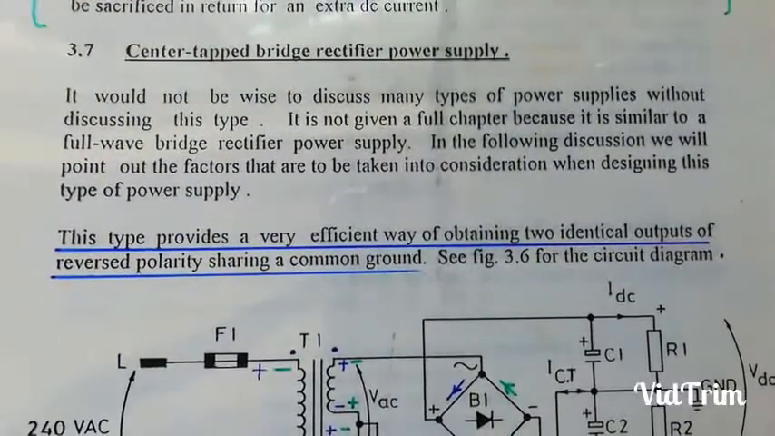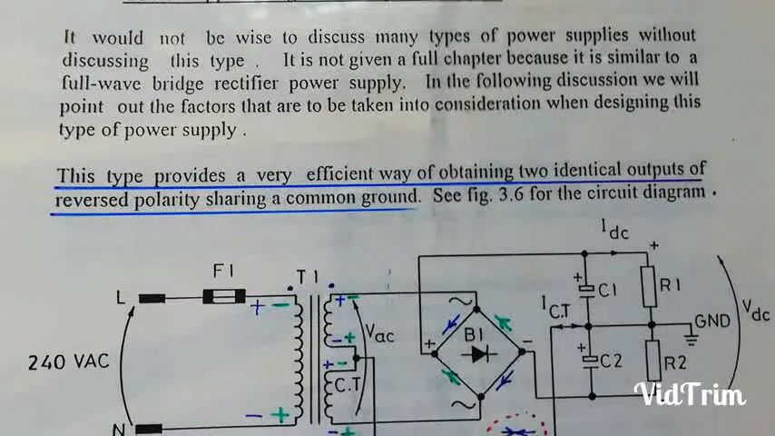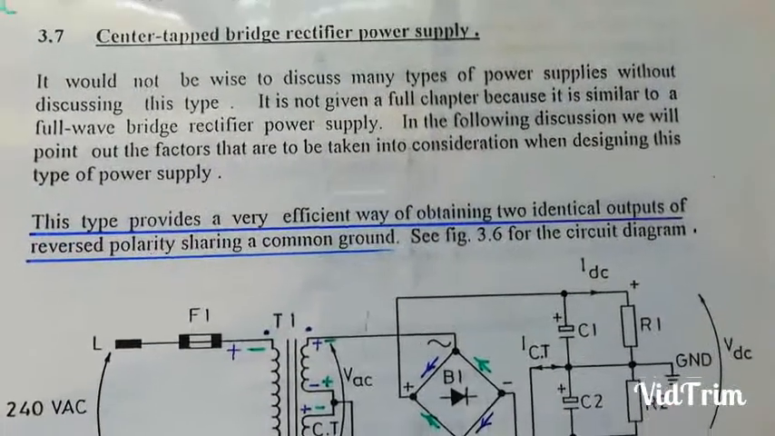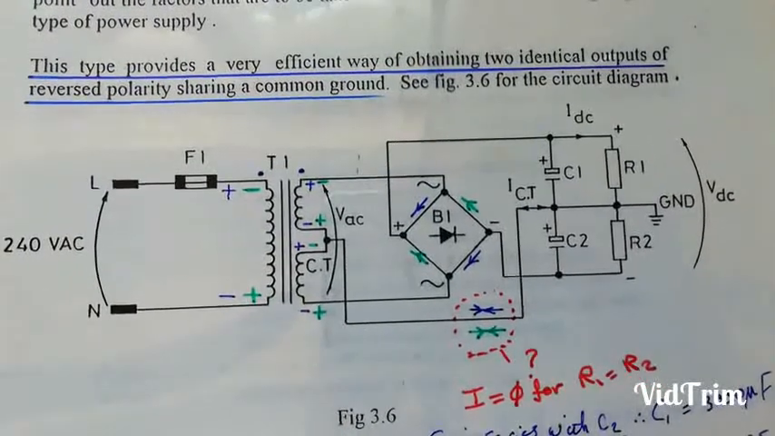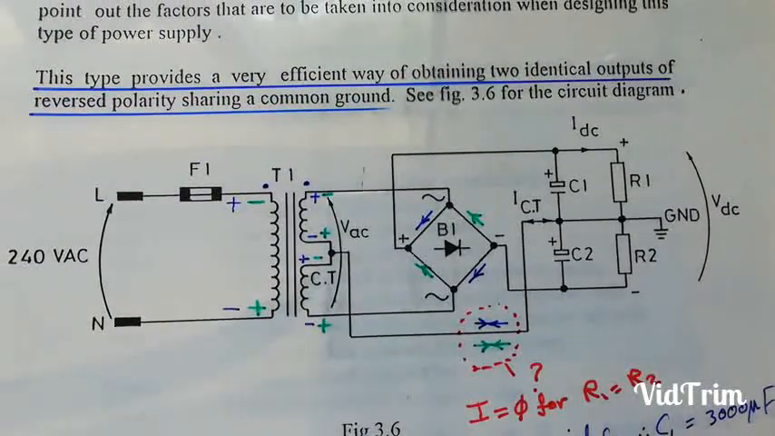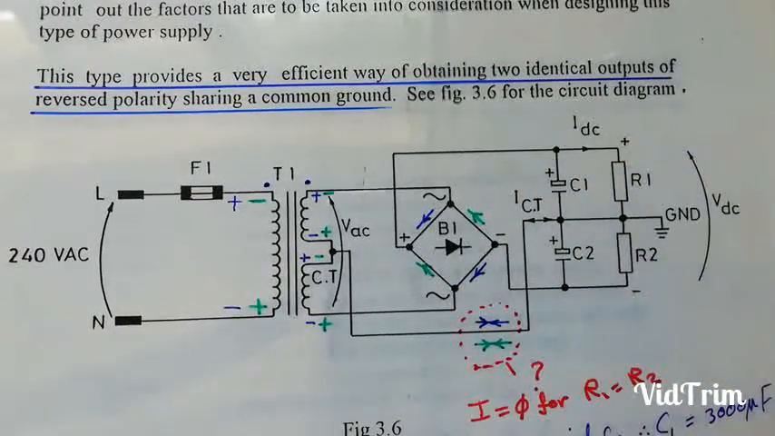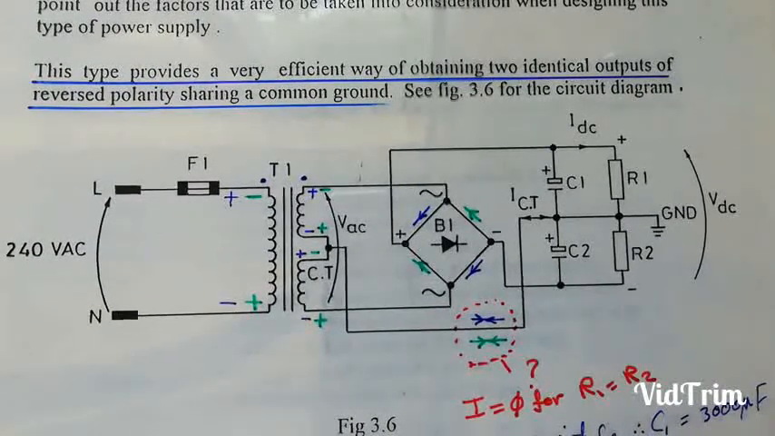Now this is an important thing, because this is the type of power supply that you are going to be using in a power amplifier application. This is slow just to know what is happening. Okay, this type provides a very efficient way of obtaining 2 identical outputs, that's what's written in there, of reverse polarity, sharing a common signal. That's the idea. And how to create that reverse polarities, with equal values and to be efficient at the same time. So this is the power supply.